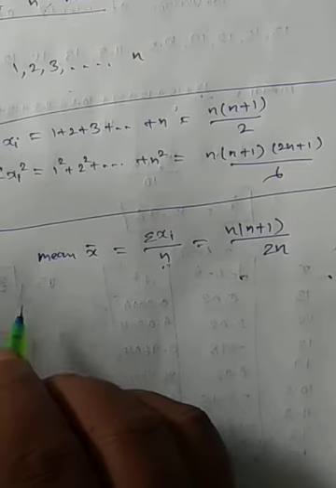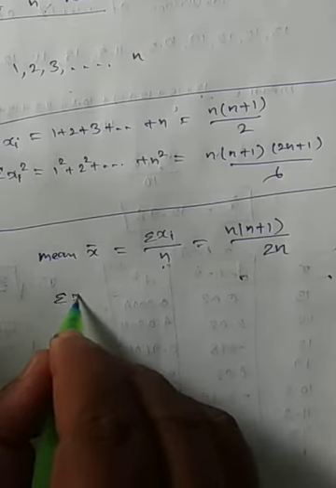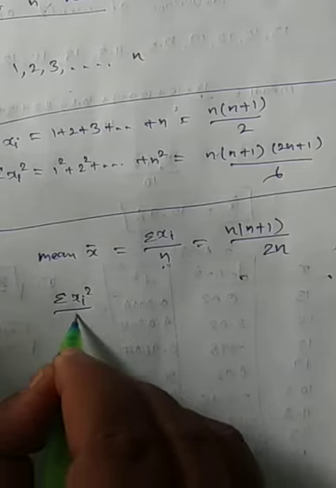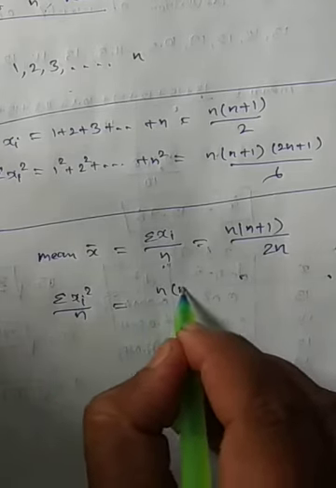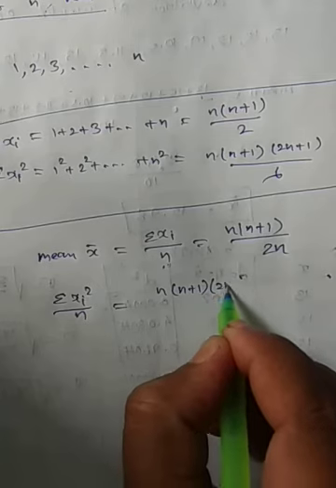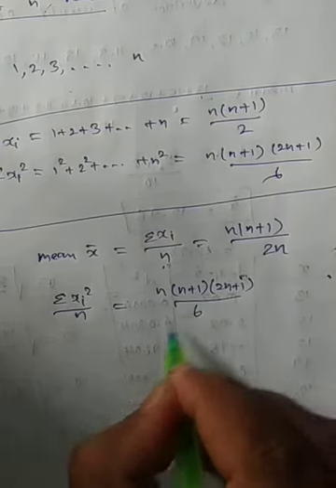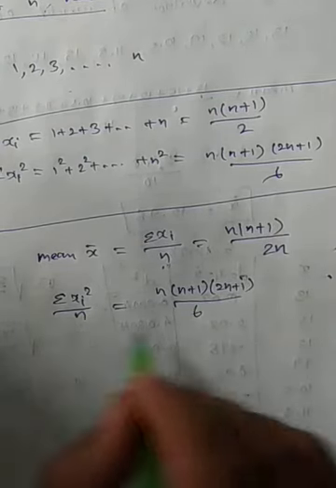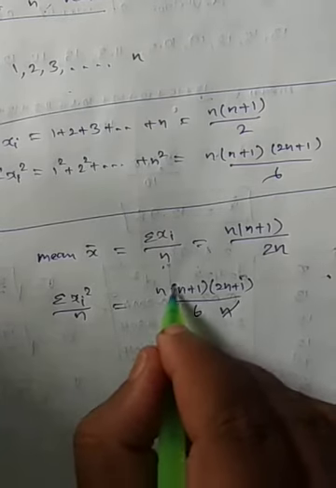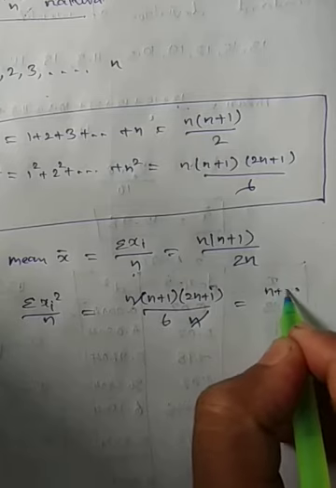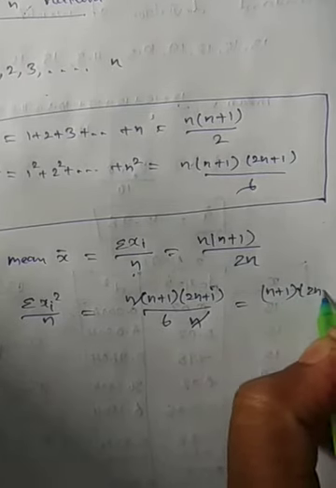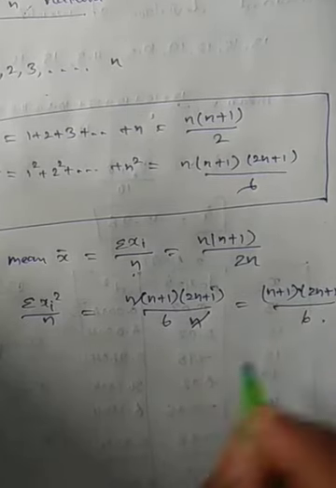And then the next one, sigma xi square by n. That is nothing but n into n plus 1 into 2n plus 1 by 6, this formula, divided by n. So this n gets cancelled. Now what we are getting here? n plus 1 into 2n plus 1 by 6 will come. This is the formula. Okay.